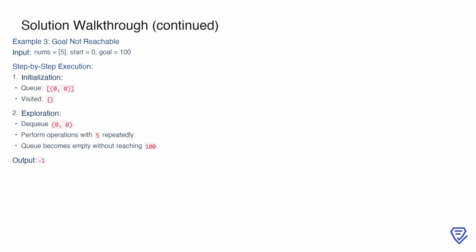However, as we continue exploring, the queue eventually becomes empty without ever reaching the goal value of 100. This means there is no way to convert the start value to the goal using the given operations and numbers. Therefore, the output for this case is -1, indicating that the goal is not reachable.